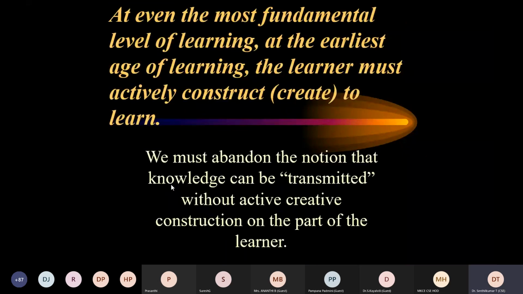Okay, so next is, even at the most fundamental level of learning, at the earliest age of learning, the learner must actively construct, create to learn, right? So what is actively constructed? Construct is very simple. Sometimes when somebody learns something, they understand the basic principles, but they don't understand how the basic principles are connected to the different concepts. I'm talking to you in a very simple scenario. When we hear a keyword like electricity, I'm just talking in basic terms, people ask, where is electricity? I would say electricity is everywhere.